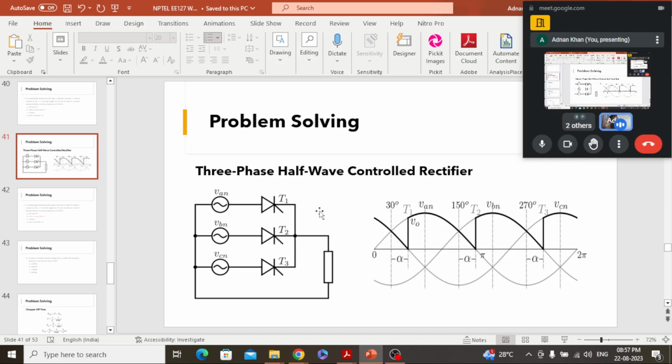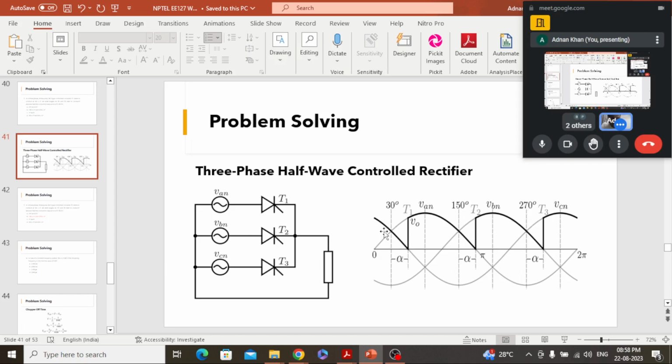And we had seen for this common cathode configuration, a three-phase system is represented here: this is VA, this is VB, 120 degree phase shifted from this, and this is VC. And we know, if you can see this 30 degree, 150 degree and 270 degree, had there been diodes, these would have been the points of natural commutation.